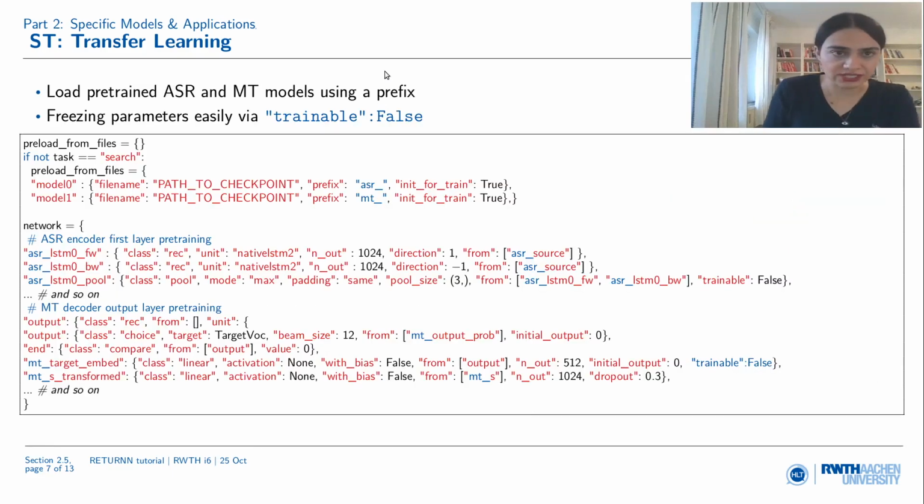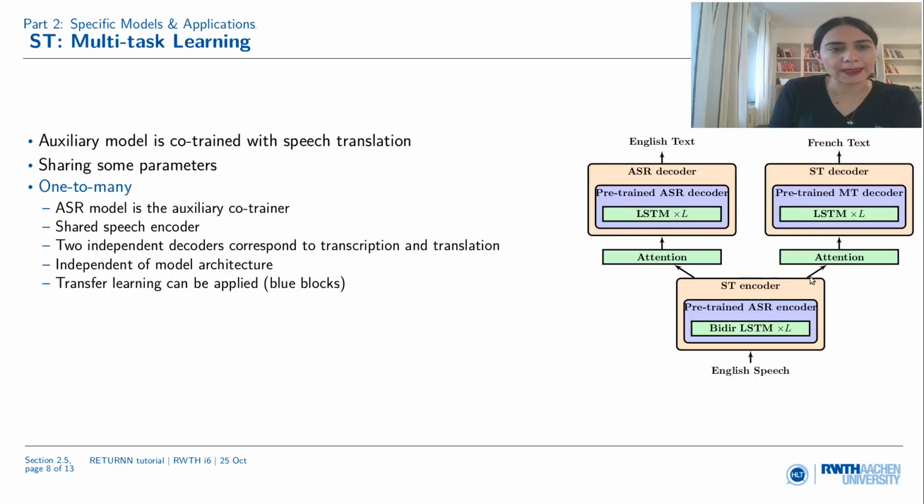How can it be done in RETURNN? Again, via the config file, using preload from files, we define the path to the checkpoints and prefixes, and we need to activate init for train because we want to do the fine-tuning stage. Then we define the ASR encoder and MT decoder in the network configuration and do the fine-tuning stage. If we want to freeze some of the parameters, we can do it via trainable and set it to false. For example, in this example, we don't train the target embeddings anymore because we set it to false.